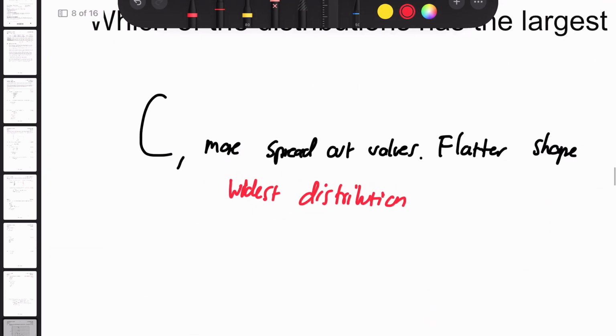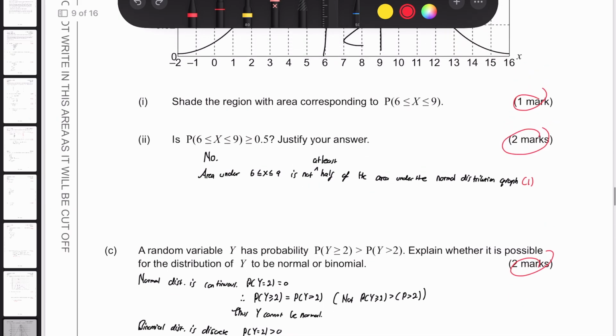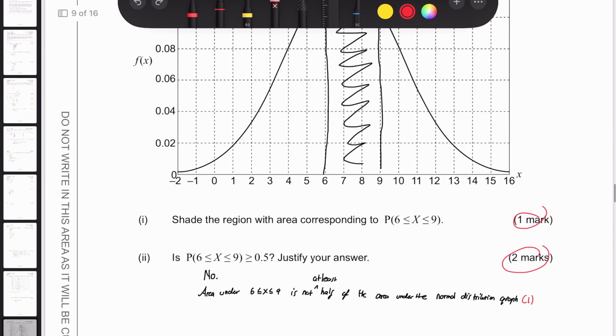You could have said just C because it has the widest distribution, which, yeah, I mean, okay. Seems, I don't know, marking is really weird, where sometimes they want you to go super in-depth, and then sometimes you can say, oh, it's the widest. But yeah. Here I got the mark.